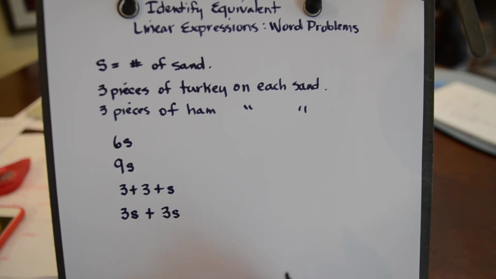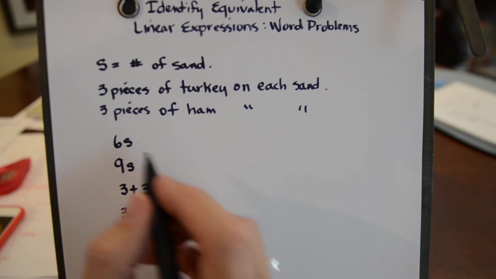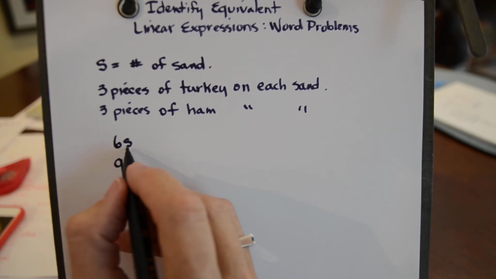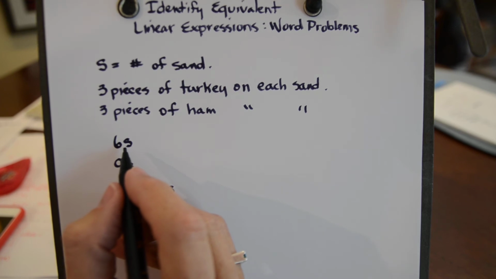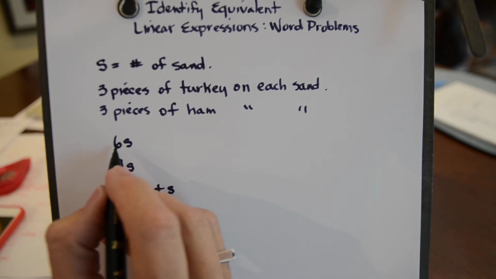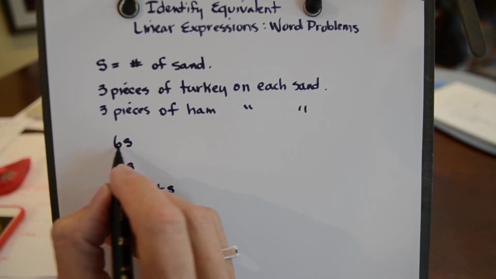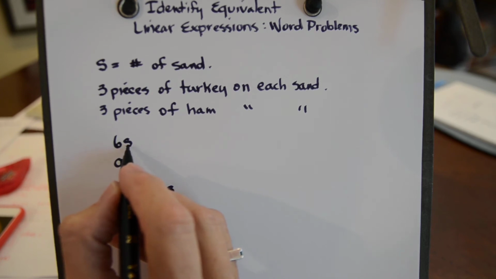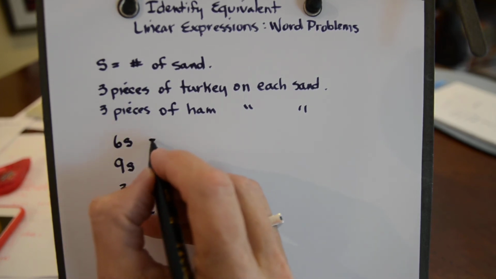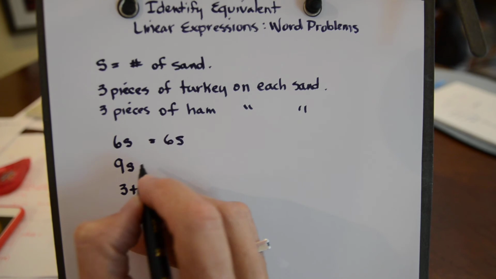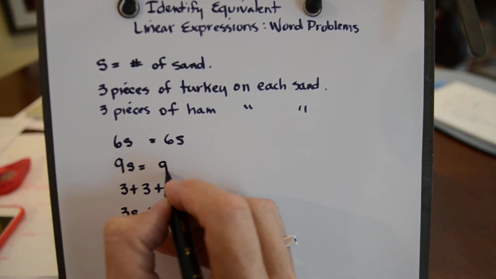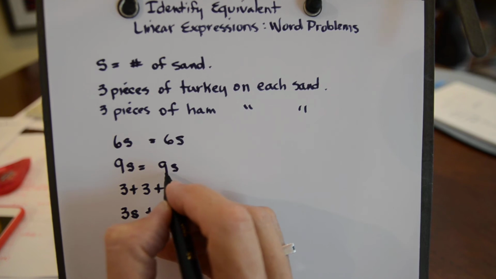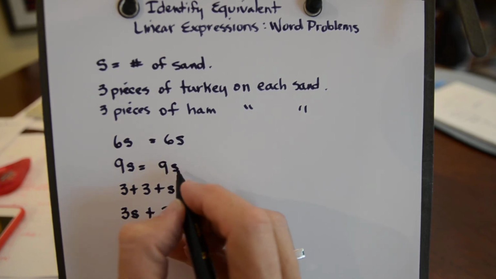So first I'm going to look at them and see if there's anything that can be done to simplify these answers. The 6S, I can't do anything to that unless I'm told how many sandwiches he actually made, because this is saying 6 something times the number of sandwiches. So this just becomes a 6S. And that's true for this 9S as well. So 9 somethings times the number of sandwiches.